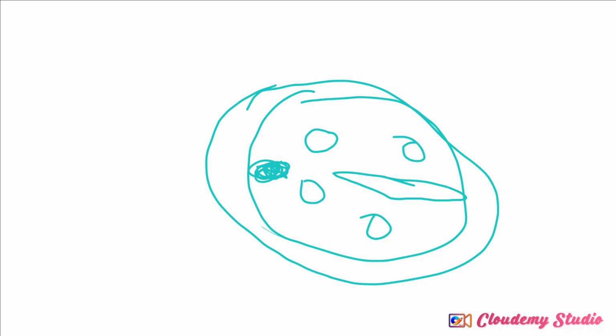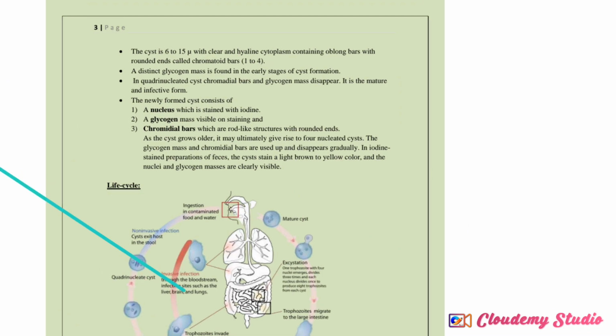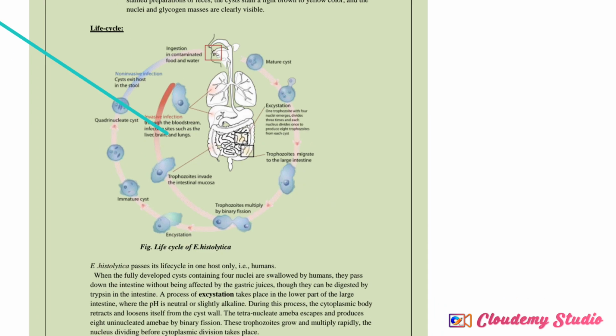That is what they contain. That is what they are trying to say here: a chromatoid bar, a glycogen mass, and a nucleus that is stained with iodine. Now, let's talk about the life cycle of Entamoeba histolytica.